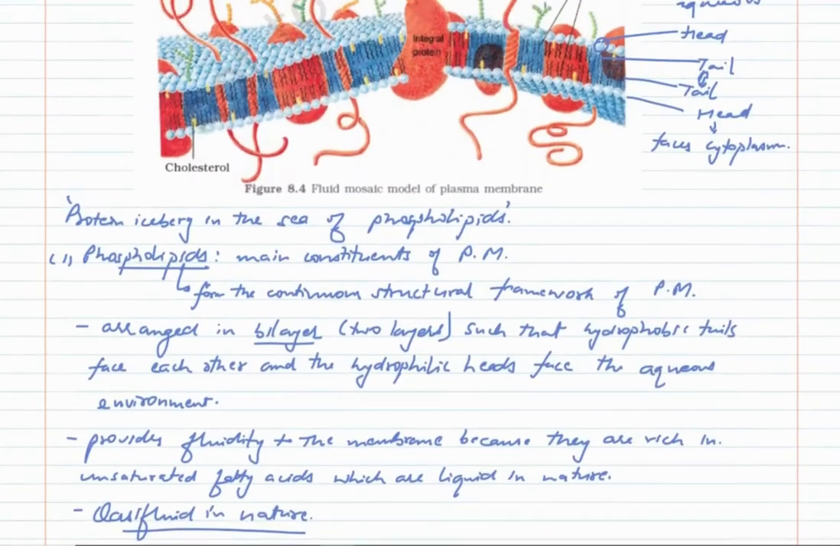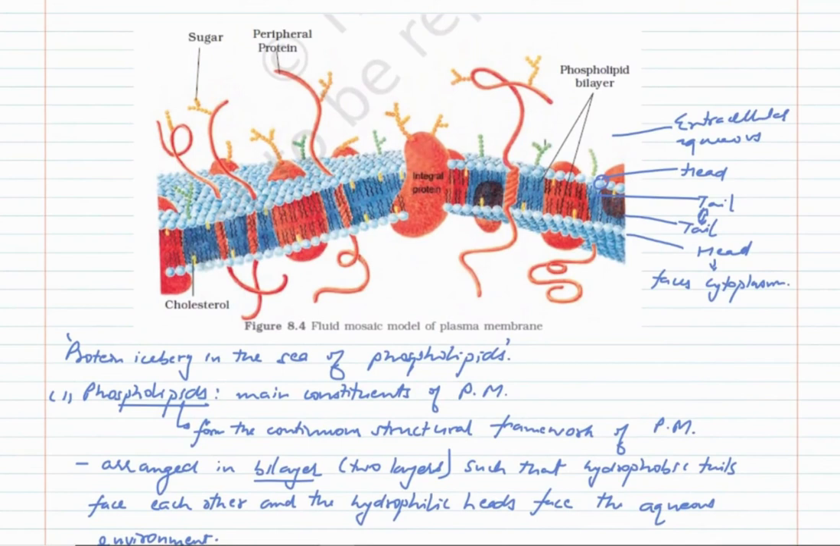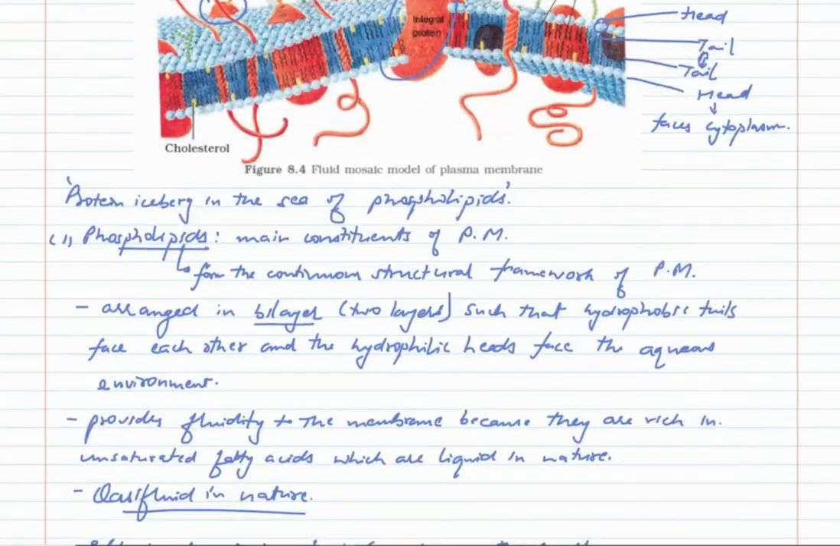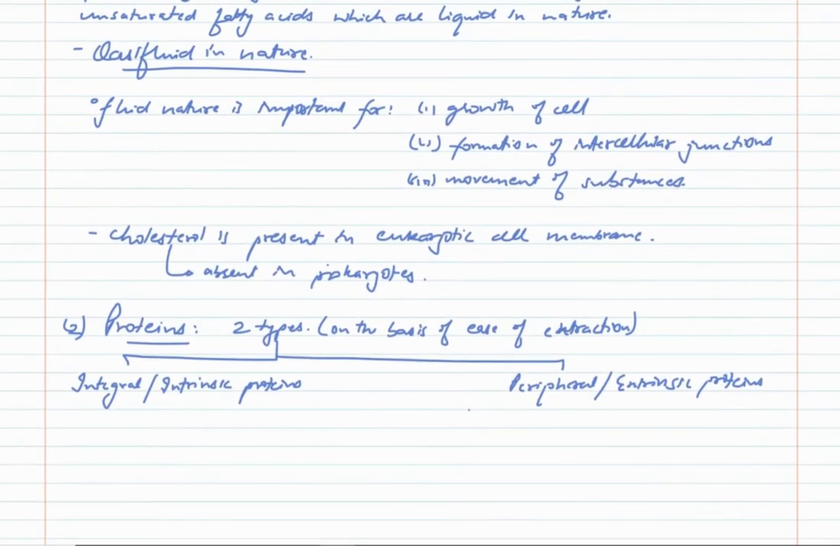Now we can see in the image that this protein is present through and through in the cell membrane. So it is very difficult to extract this protein out of the cell membrane, hence it is an integral protein. However, proteins like this, which are present only on the outside or only on the inside, are known as extrinsic proteins and they can be easily extracted out. So the extrinsic proteins are superficially arranged.